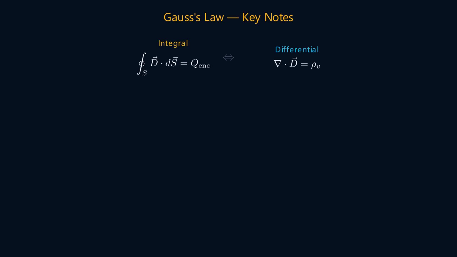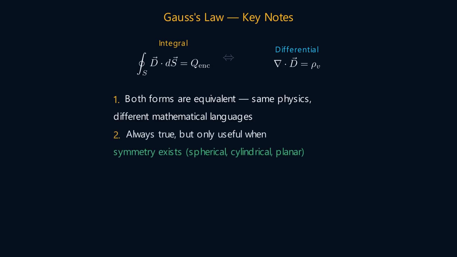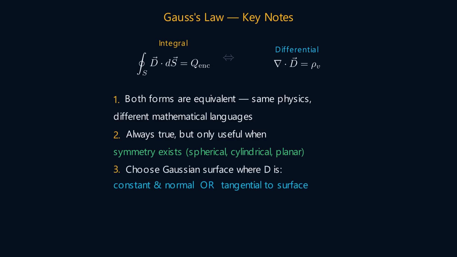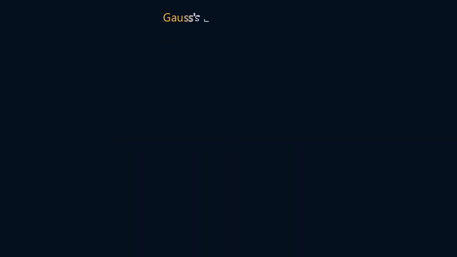Three important notes. First, the integral and differential forms are equivalent. They say the same thing in different mathematical languages. Second, Gauss's law is always true, but it's only useful for finding D when the charge distribution has symmetry. Third, when symmetry exists, we choose a Gaussian surface on which D is either constant and normal or tangential, so the integral simplifies dramatically. Let's apply Gauss's law.